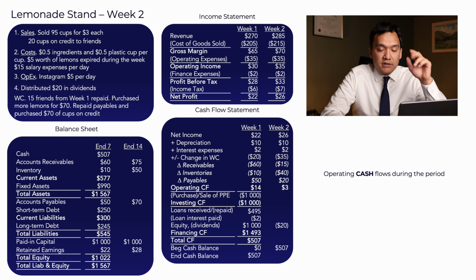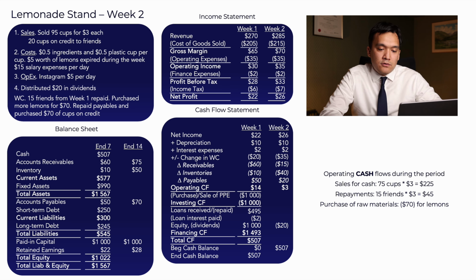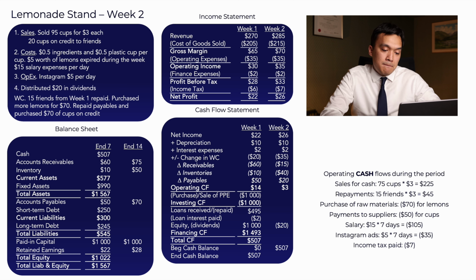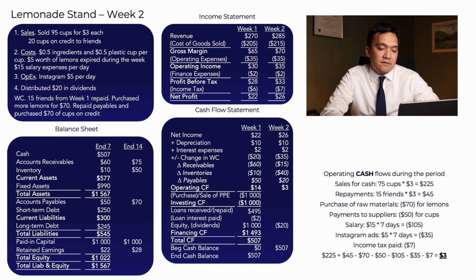So during the week, we sold 75 cups for cash. Times $3, it's $225. Our friends repaid to us, 15 friends repaid at $3 each, so we received $45. And we purchased lemons for $70. And we repaid to our suppliers $50. And now we have salary expenses of $105, Instagram ads of $35, and we paid income tax of $7. So we received $225 and $45, and we repaid $70, $50, $105, $35, and $7.